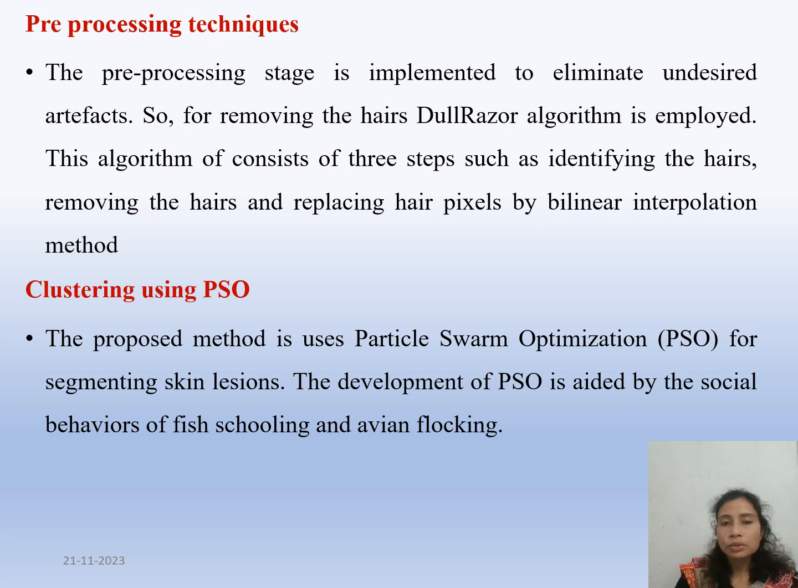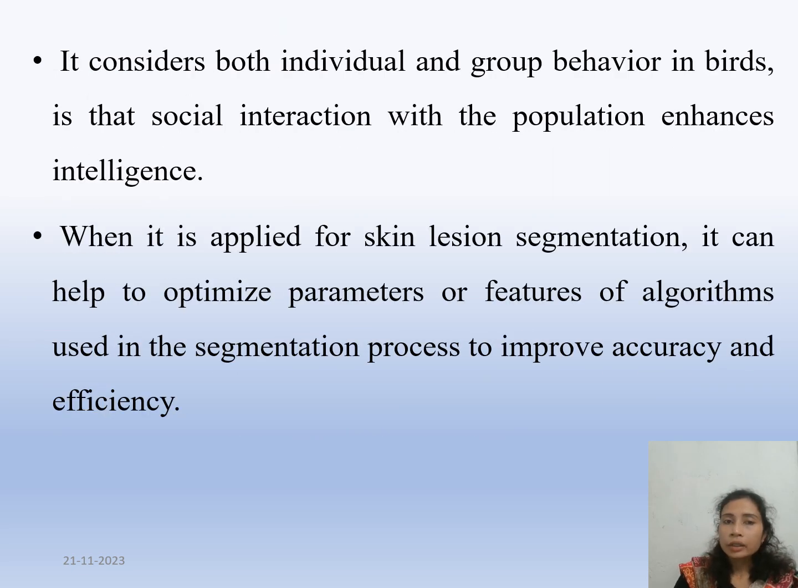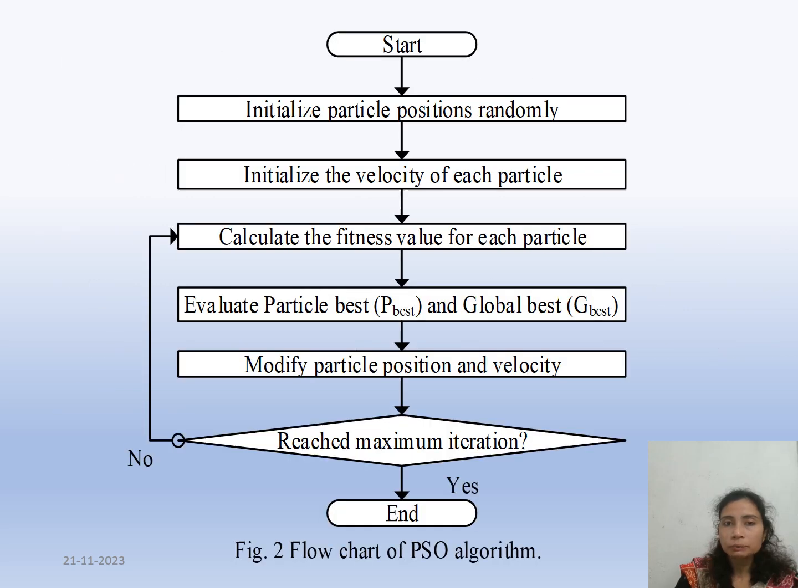And the next one is clustering using PSO. The proposed method uses particle swarm optimization, PSO, for segmenting the skin lesion. The development of PSO is aided by the social behaviors of fish schooling and avian flocking, and it considers both individual and group behavior in birds, in that social interaction within the population enhances intelligence. When it is applied to skin lesion segmentation, it can help to optimize parameters or features of the algorithm used in the segmentation process to improve the accuracy and efficiency of the lesion segmentation.